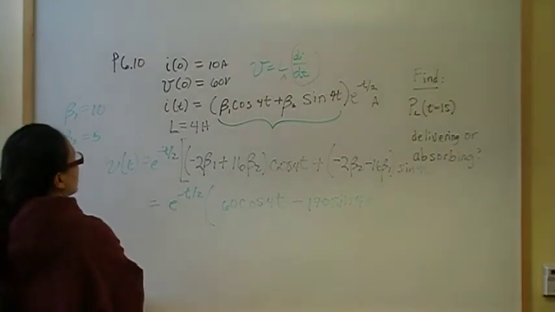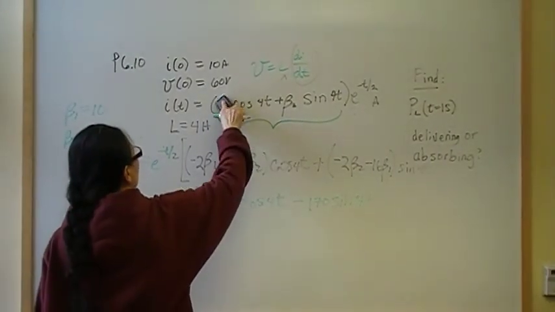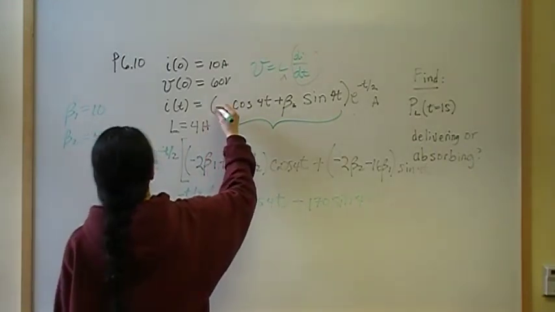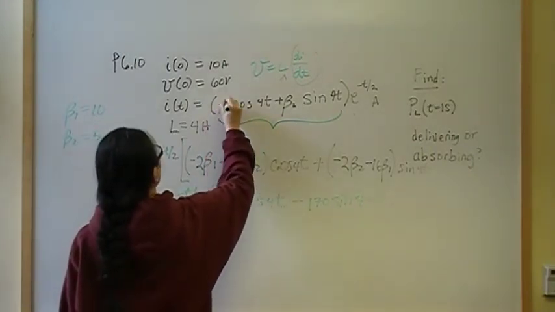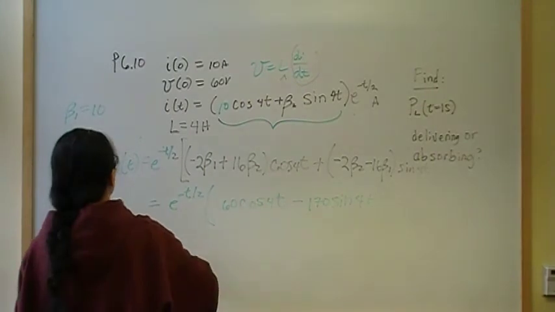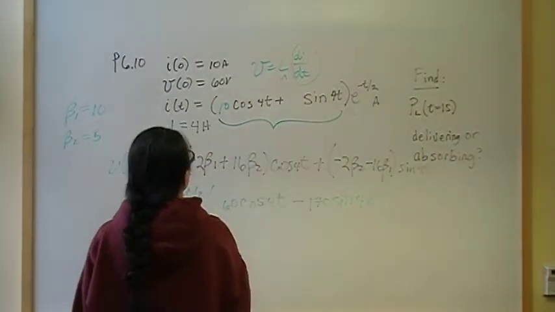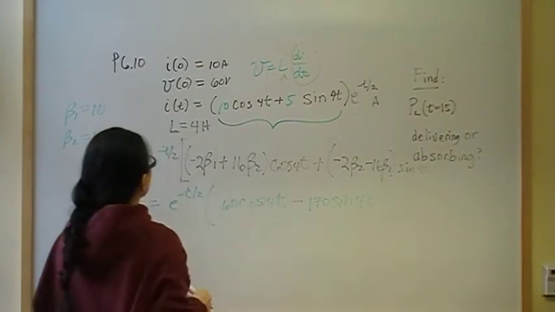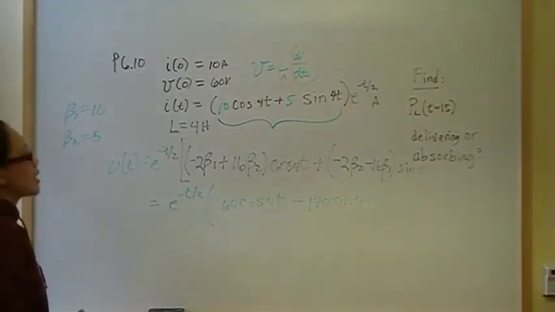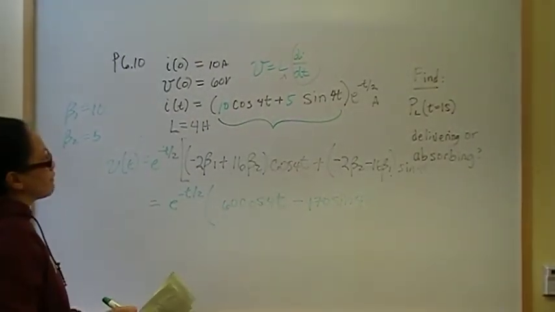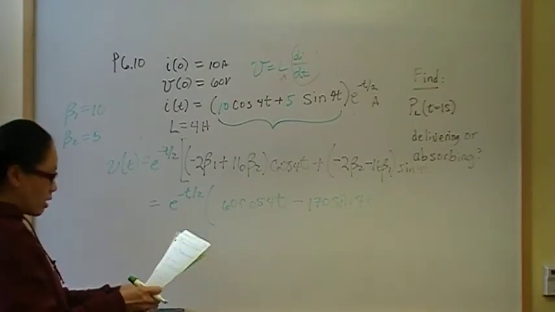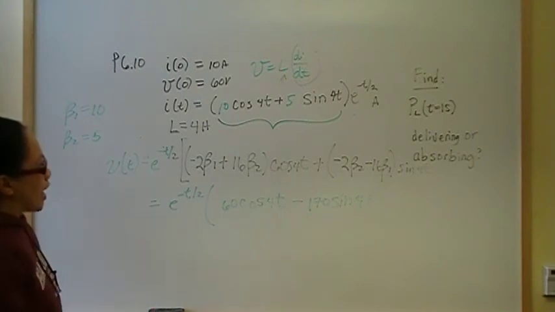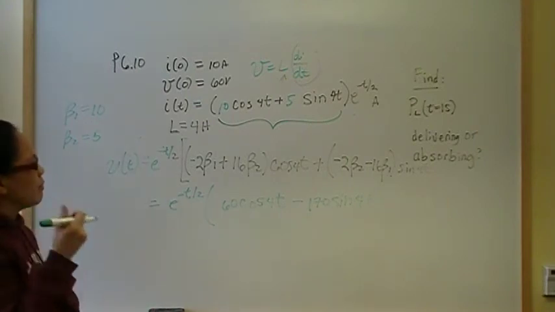And so we know what beta 1 is, so now we know our general current equation. Beta 1 is 10 cosine 4t, and beta 2 is 5. So our general equation for current is I of t is equal to e to the minus t over 2 times 10 cosine 4t plus 5 sine 4t. So we have both pieces. Now we can go ahead and find P.